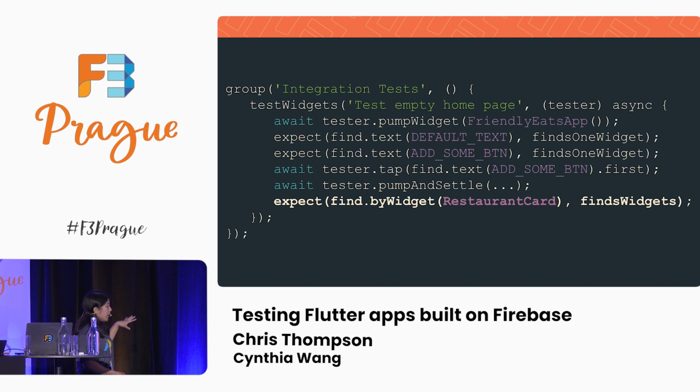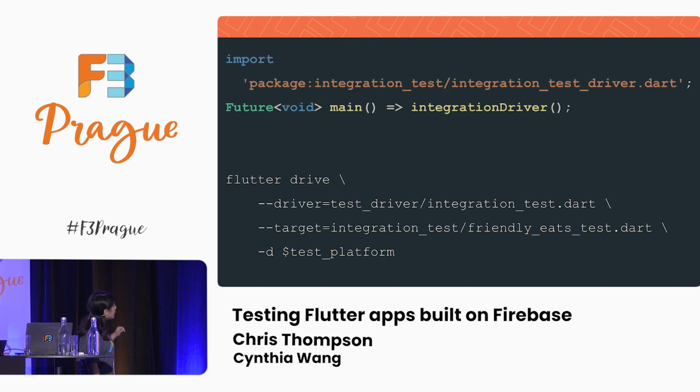and now this will generate random restaurants that will be written to Firestore and then read, so that now it should display restaurant cards in our app. So we look for those.